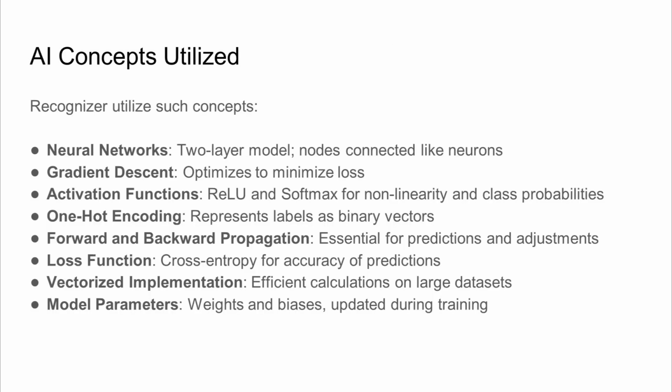In this project, we've utilized several fundamental AI and machine learning concepts to develop and refine our neural network model for digit recognition. First, we employed a two-layer neural network, where each neuron-like node connects via synapses, performing complex computations. This structure allows the network to process input data effectively, making predictions based on learned patterns.